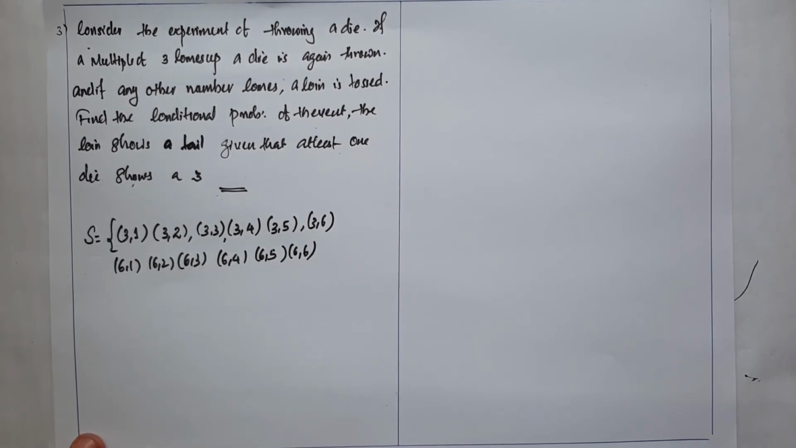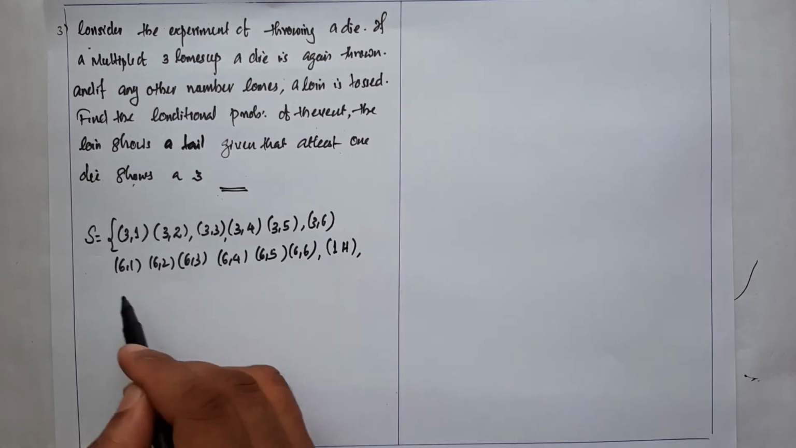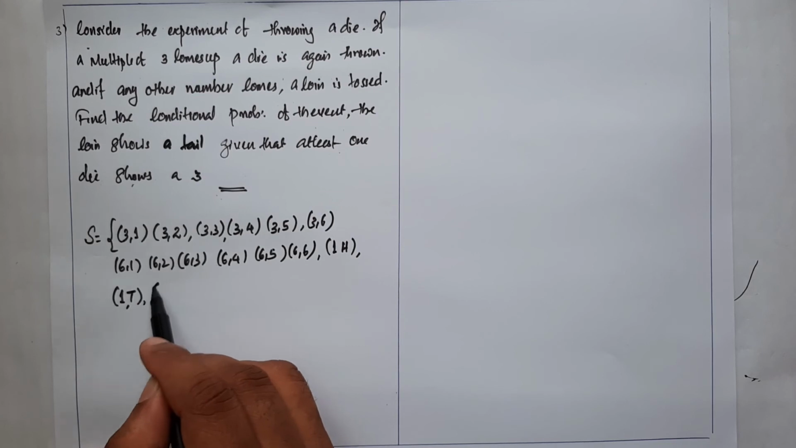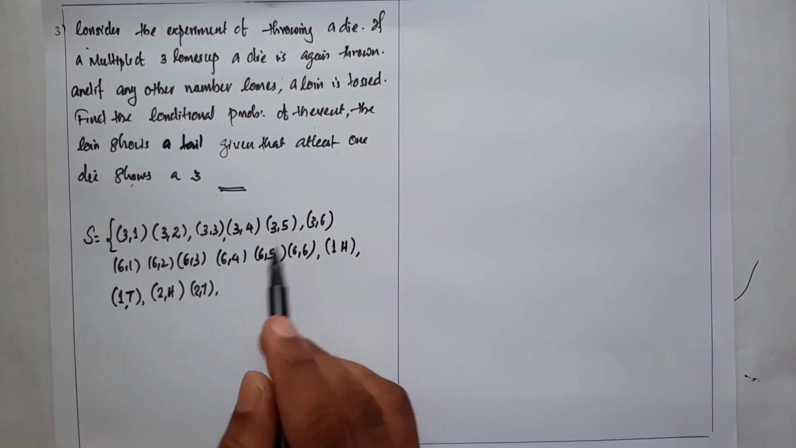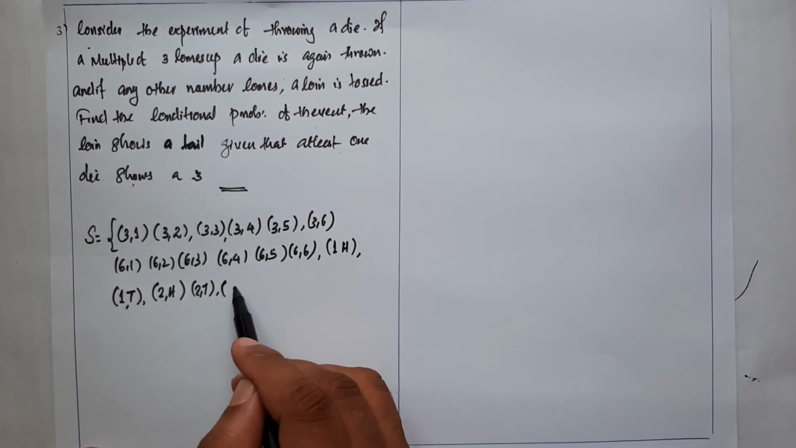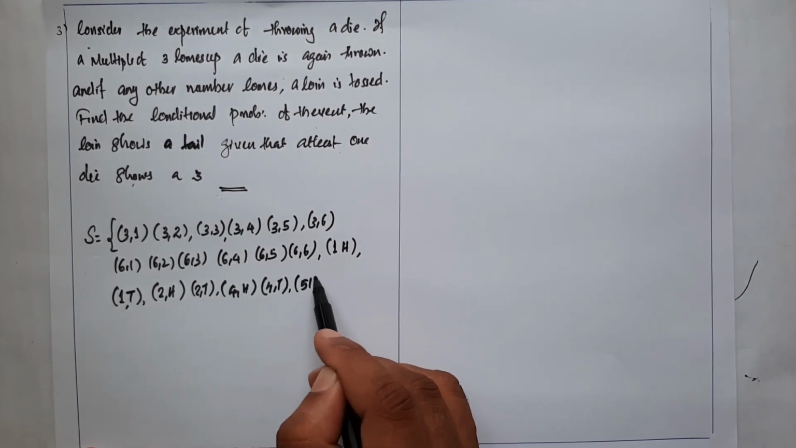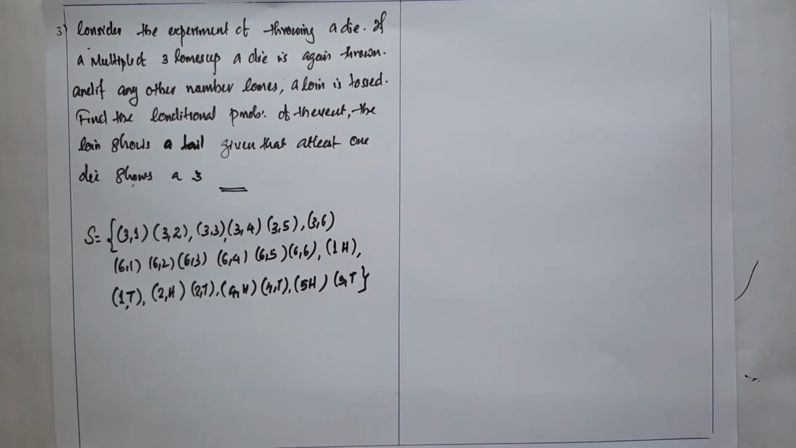And if any other number comes, a coin is tossed. Suppose we get 1, the coin is tossed, and we get the possible outcomes 1H and 1T. And 2H, 2T. Again 4H, 4T, 5H and 5T. That's all. It's the sample space.